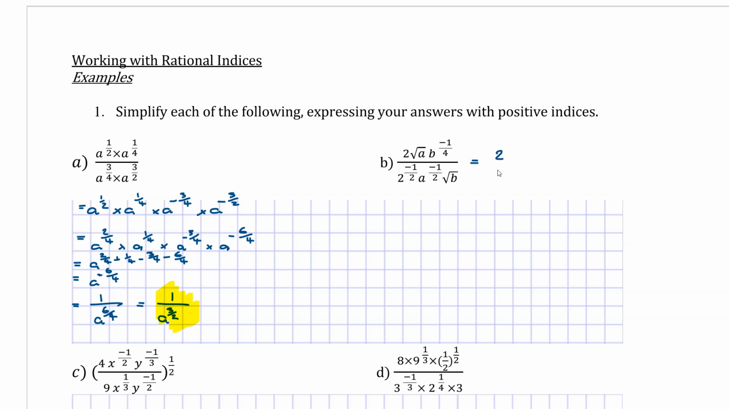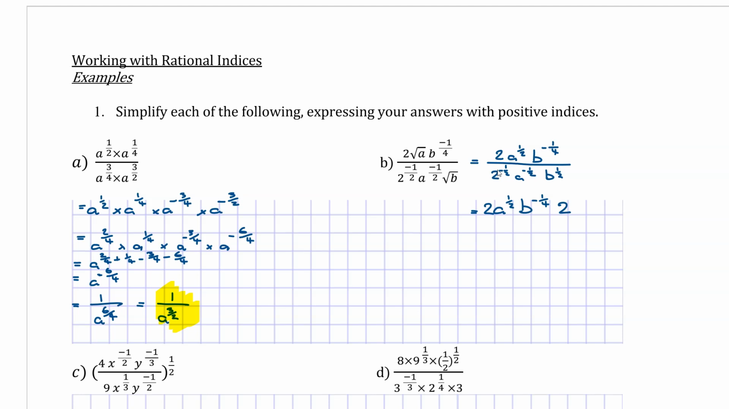So we'll go 2 times a to the power of a half, then b to the power of negative 1/4, like so. Then we're going to get 2 to the power of a negative half times a to the power of a negative half as well. And then we've got b to the power of a half. Now going down, we're going to get rid of the fraction. So we'll have 2 times a to the power of a half times b to the power of a negative quarter times 2 to the power of a negative half.